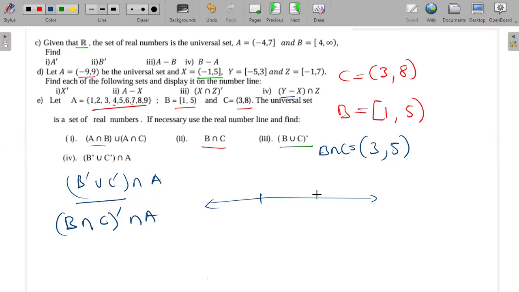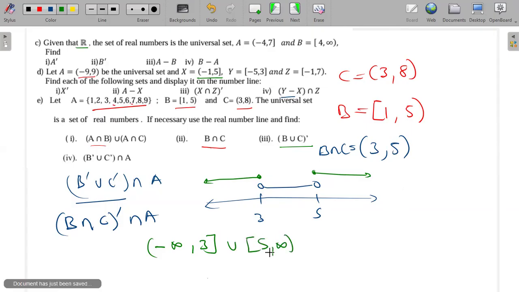So let me plot this. This is 3 and 5. It is open here and open there. So this is my B intersect C. It means the complement is going to be everything outside. So it will be closed here going this side and closed there going the other side. So my B intersect C complement is negative infinity to 3, closed there, union, then from 5 to positive infinity there. So this here is my B intersect C complement.